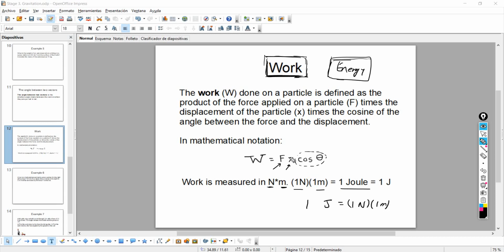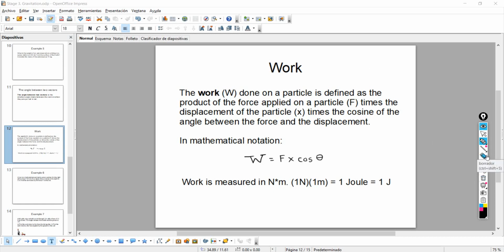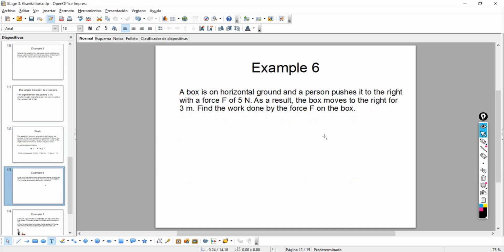Now, let me explain to you how this formula works, guys, because as I repeat, I know that you must be very confused. Don't worry, I'm going to show you several examples of how to use this formula in order to calculate the work done on a particle. So let's see. I'm going to show you 3 examples. And I'm going to walk you through these 3 examples very slowly.